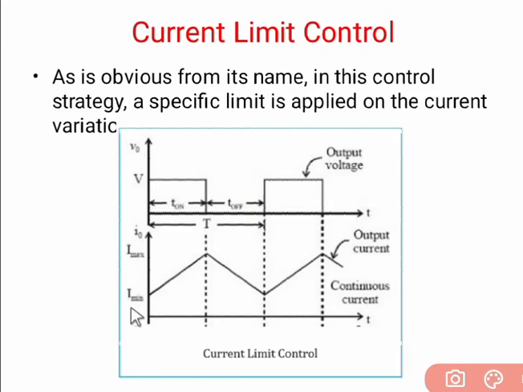So if we set a minimum current I minimum and a maximum limit I maximum, the switch is turned on when the current reaches the minimum value. At this instant, if we turn on the switch, the current through the load increases linearly, and when it reaches the maximum limit, the switch is turned off. Now the current decreases linearly from the peak value. As the current reaches the minimum value, once again the switch turns on and the current rises linearly. When the current reaches the peak value, the switch is turned off by the control circuit.